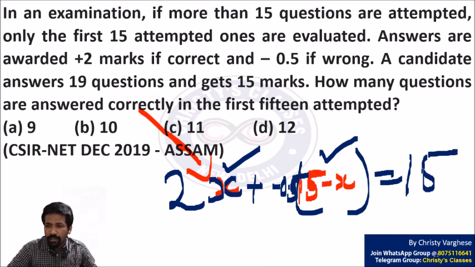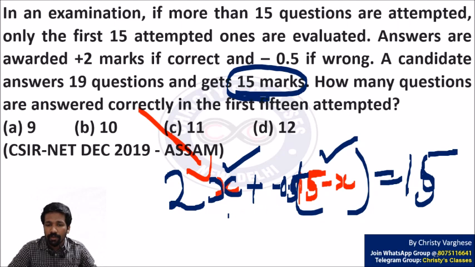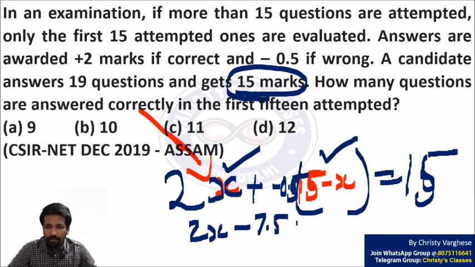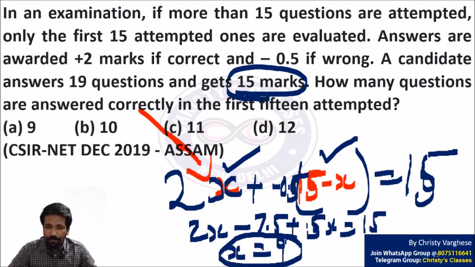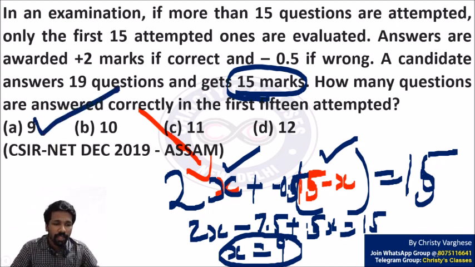Correct answer mark plus wrong answer mark will be the total mark obtained. Right? Total mark obtained is given as 15 marks. So that is the equation you have. Simplifying the equation, you will get the answer. So that is 2x minus 7.5 plus x by 2, or 0.5x, is equal to 15. If you simplify it, finally you will get x is equal to 9. Simplification part, please do yourself. So option A is the answer. That is the direct method of doing it.